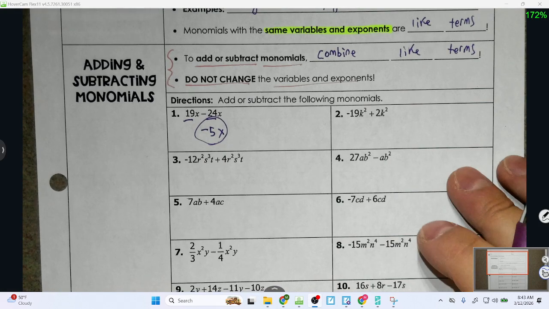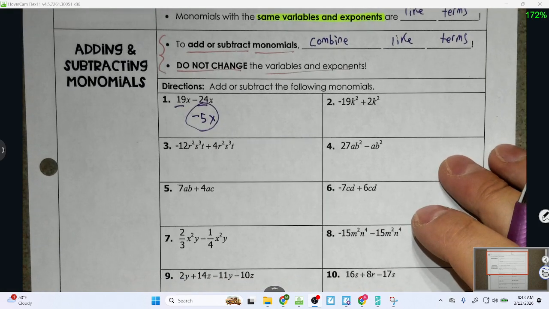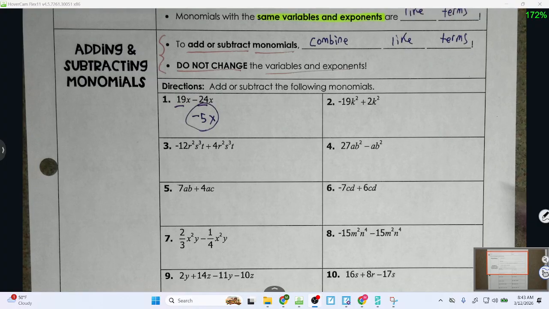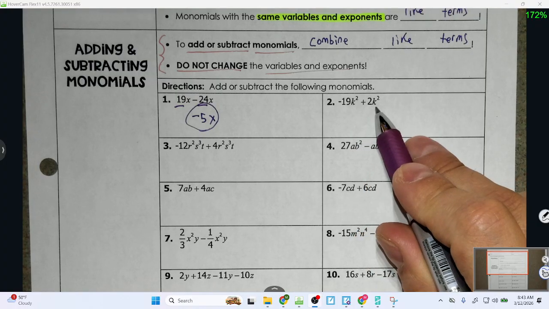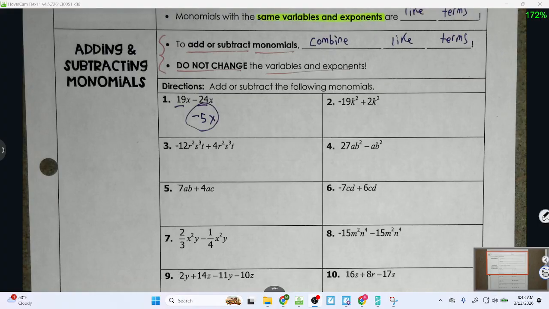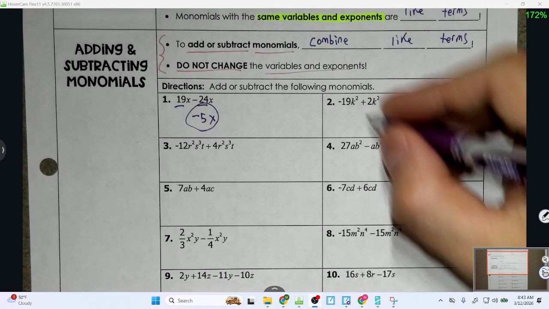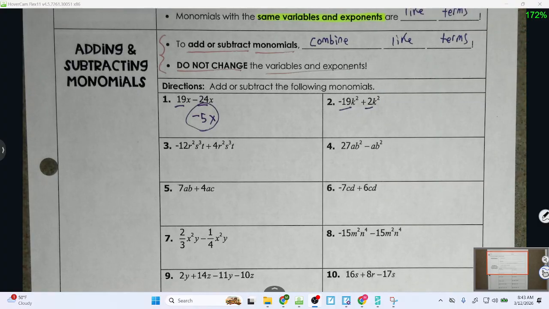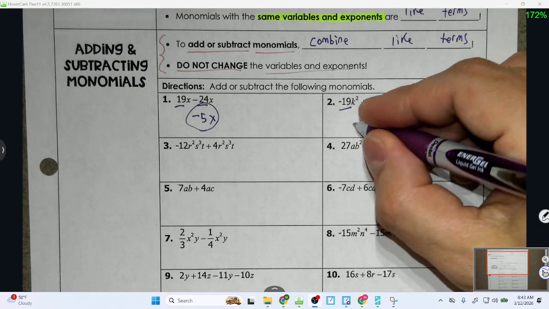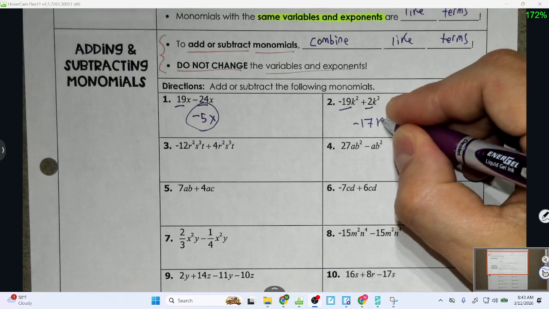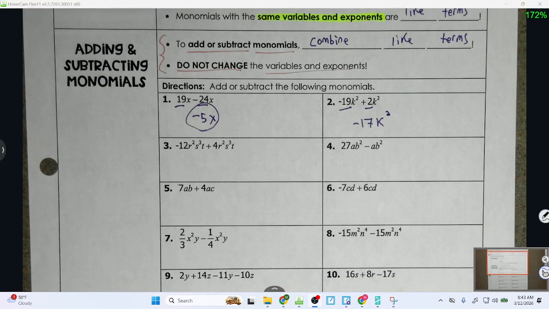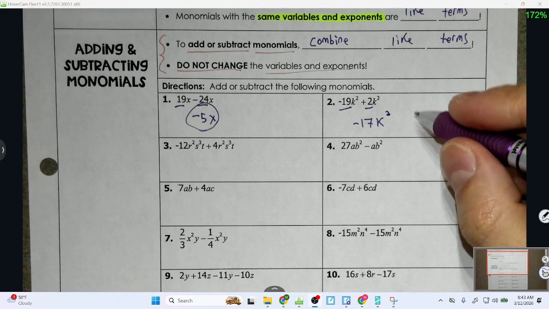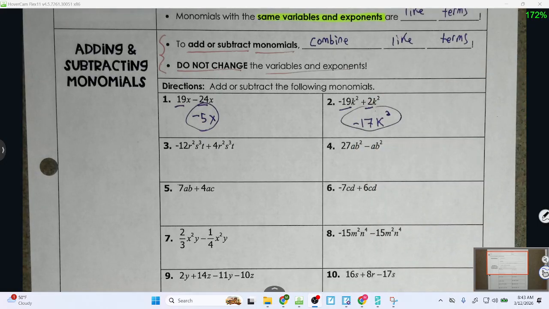What are our thoughts on number 2? Are they like terms? Do they have the same variable and exponents? Yes. So what do you think? Negative 19 and positive 2? Very good. Negative 17k squared. Did I change the exponent? Did I change the variable? No. That's it. That's the answer.